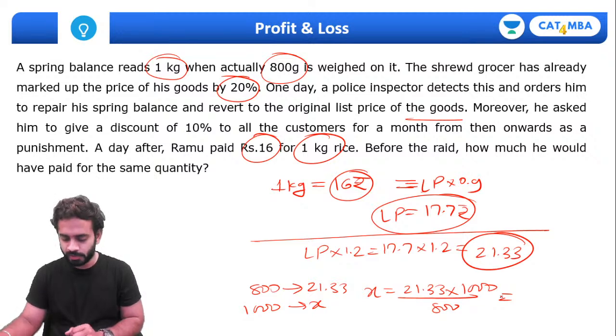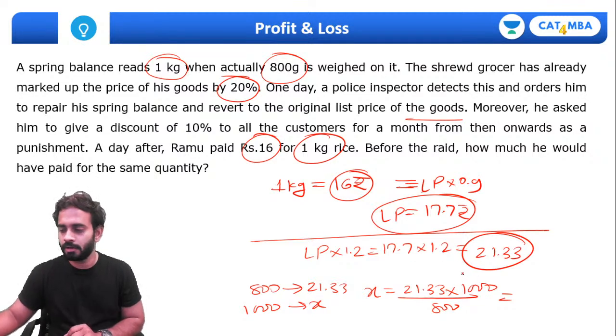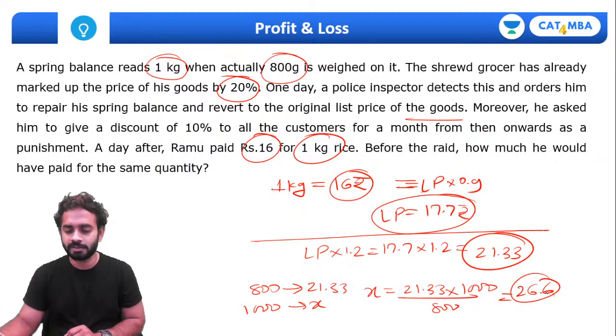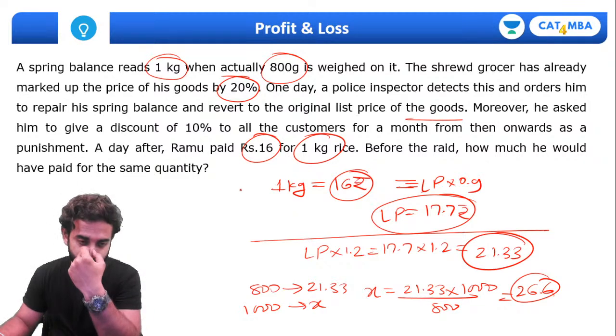It's a very simple question. If you calculate this, you will get 26.6 rupees. He would have actually paid 26.6 rupees.